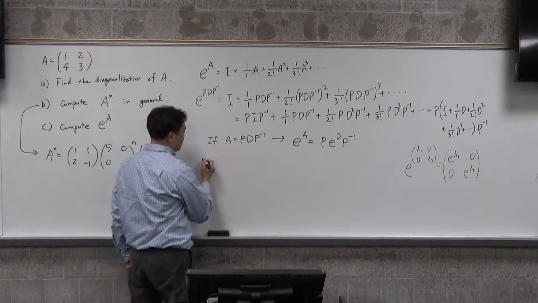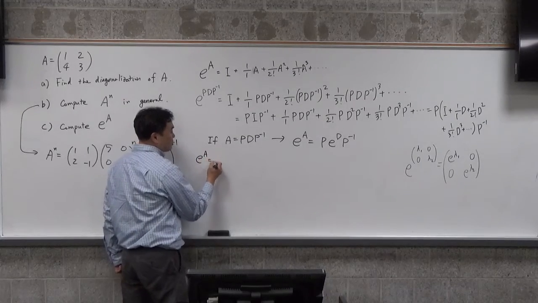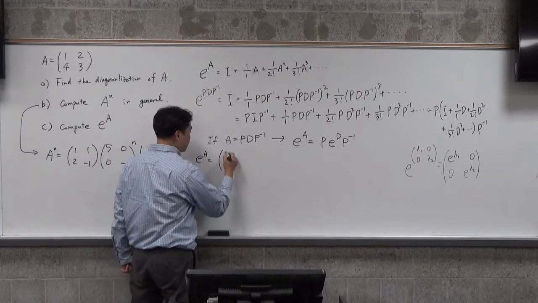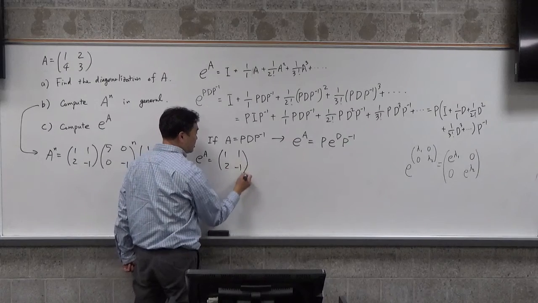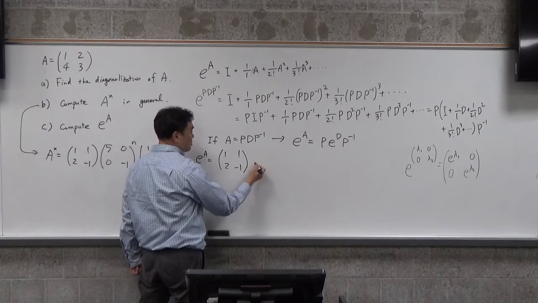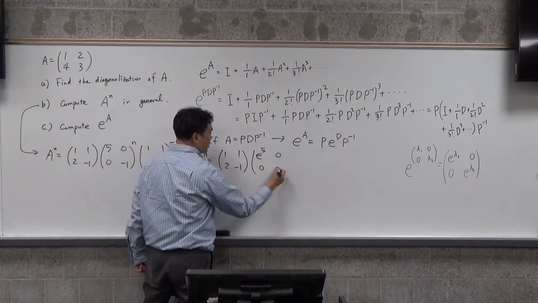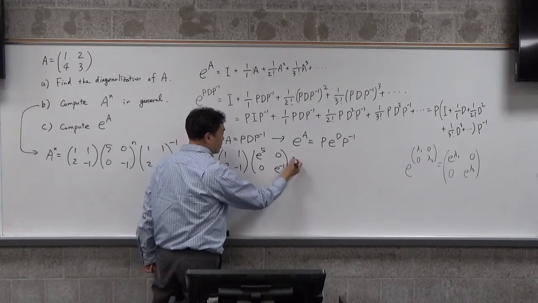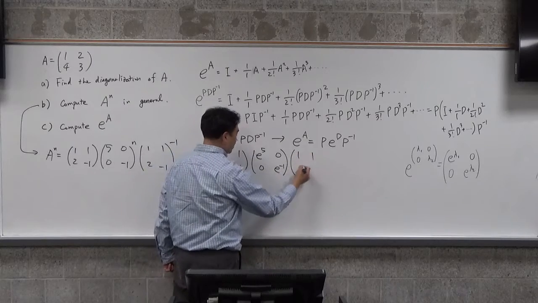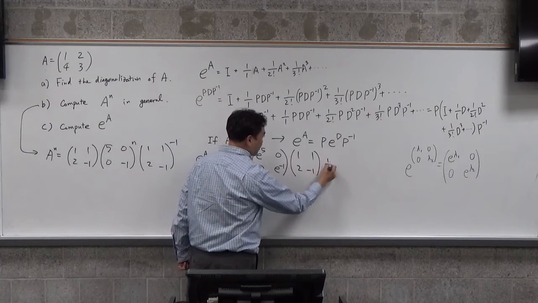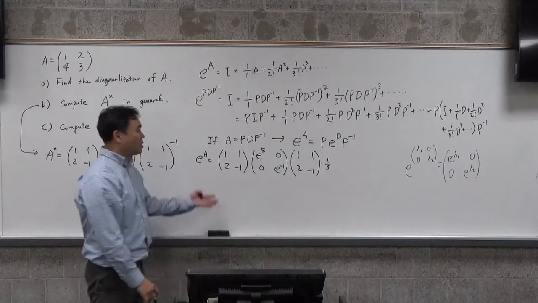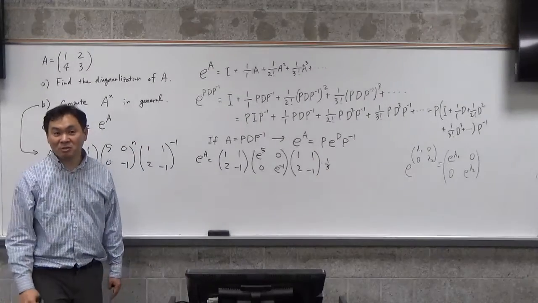Therefore, our e to the A is going to be the same as P, which is 1, 1, 2, negative 1. And then e to the D is e to the 5th power, 0, 0, e to the negative 1 power. And then the inverse was the same thing with 1/3 multiplied at the end. And we just have to multiply this out, and that's e to the A.